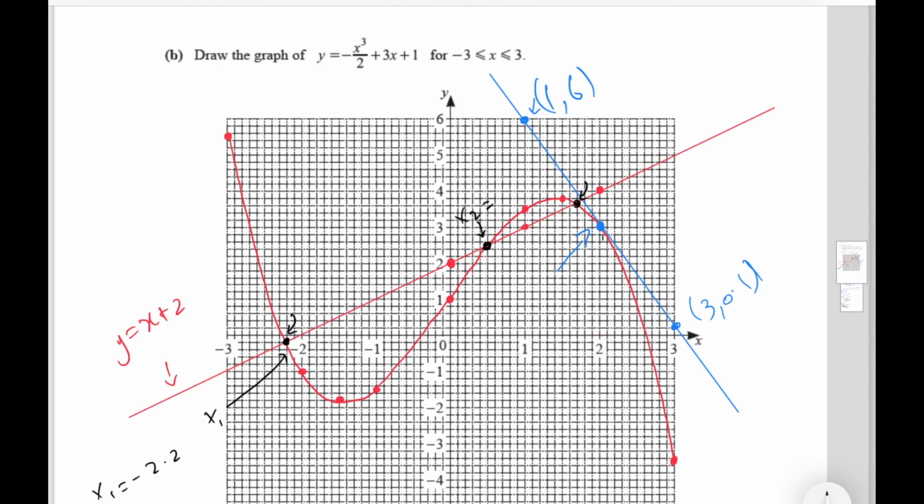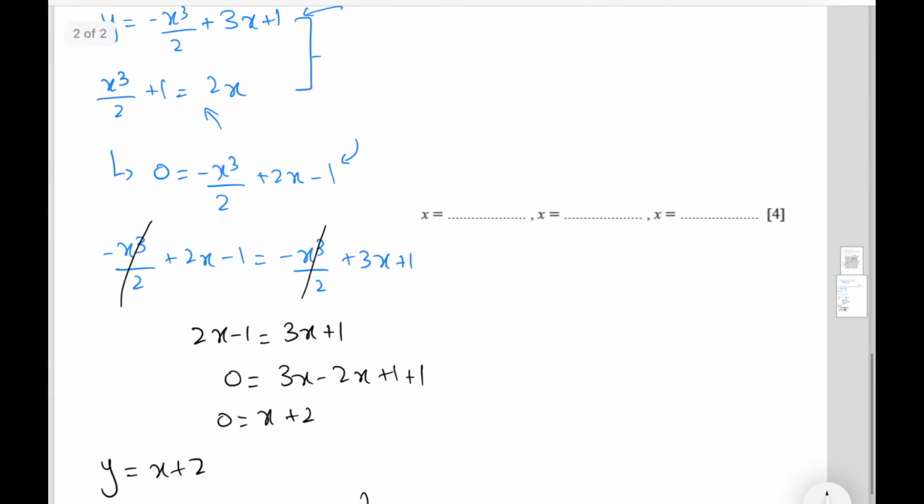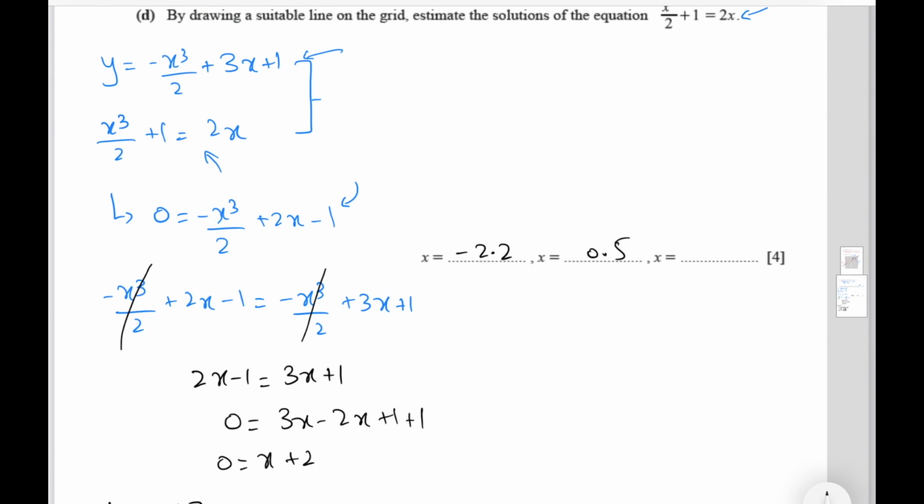We have 1, 2, 3, 4, 5. Okay, so this is going to be 0.5. x2 is 0.5. Let's see what x3 is. x3 is, one second, 1, 2, 3, 4, 5, 6, 7. So x3 is 1.7, not 0.7, it's 1.7. So we have our three values, so we write them over here. The first value was negative 2.2, the second value was 0.5, and the last value was 1.7. And we are done with the question.